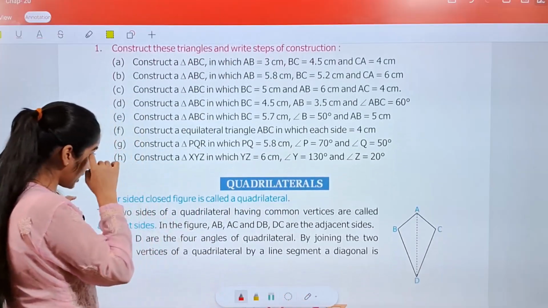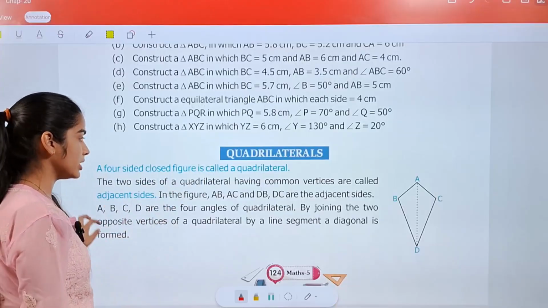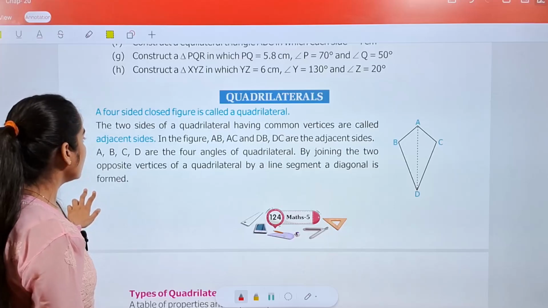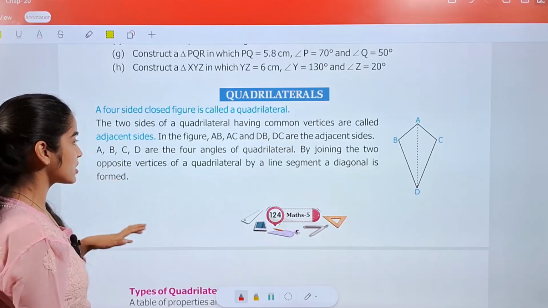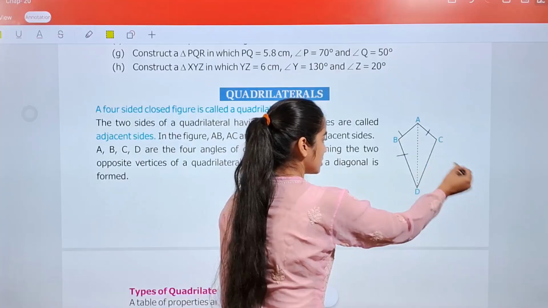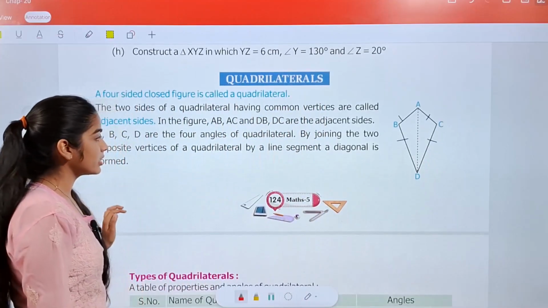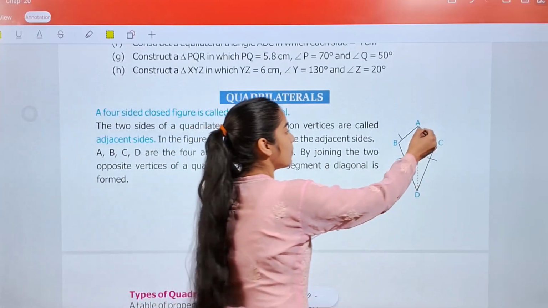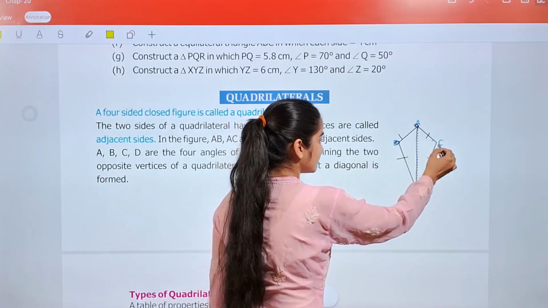Okay, now we have quadrilaterals. Quadrilateral means a four-sided closed figure is called a quadrilateral. The two sides of a quadrilateral having a common vertex are called adjacent sides. In the figure, AB, AC and DB, DC are the adjacent sides. These are the adjacent sides. By joining two opposite vertices of a quadrilateral by a line segment, it's called a diagonal. When we join two opposite vertices, this is called a diagonal.